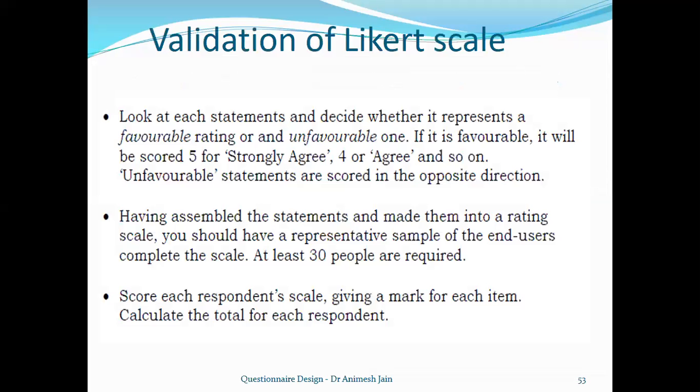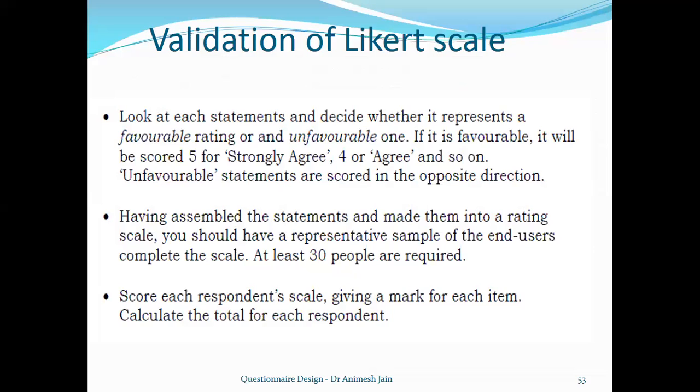So when you start with that, how do you go about validating? If you are starting with a new one, look at each statement and decide whether it represents a favorable or positive thing or a negative thing. That means whether the correct option should be positive or favorable, or unfavorable. If it is favorable, then obviously, assuming that I'm developing a 5 point scale, strongly agree will have 5 points given, 4 for agree, and so on.